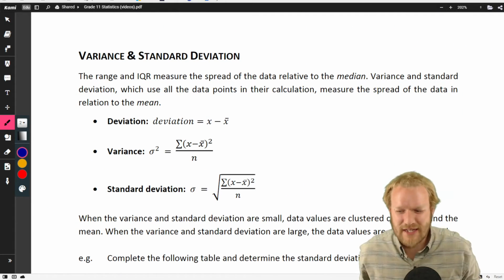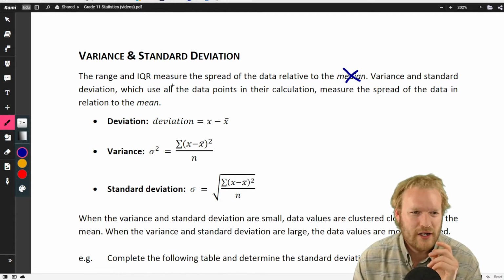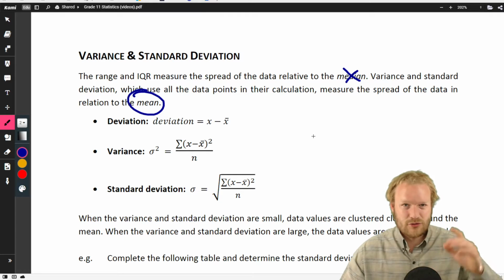Now, variance and standard deviation, the main difference to start with is that instead of dealing with the median, we're going to use the mean. So we're going to look at the mean.